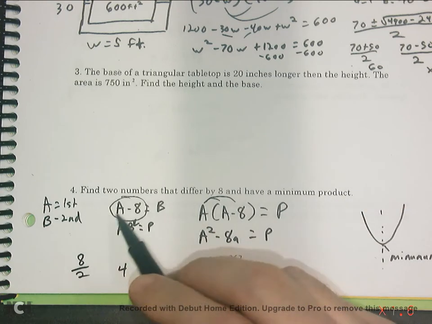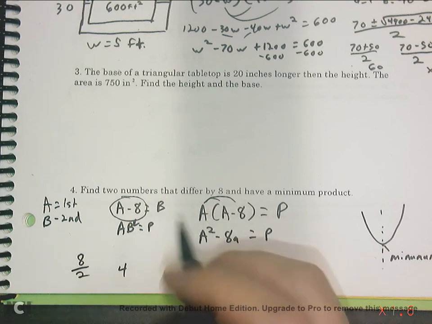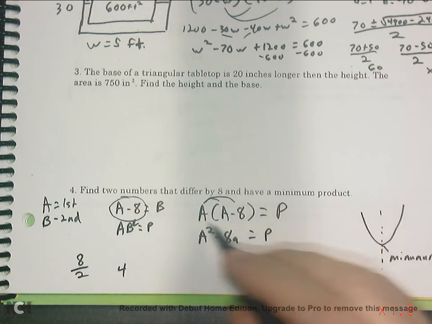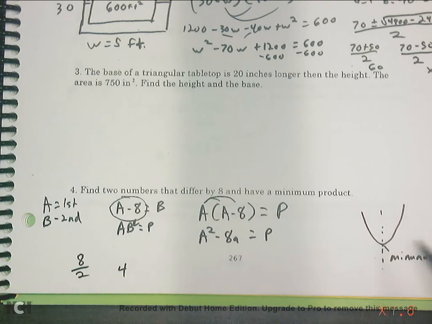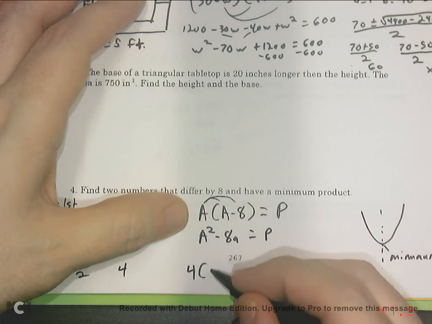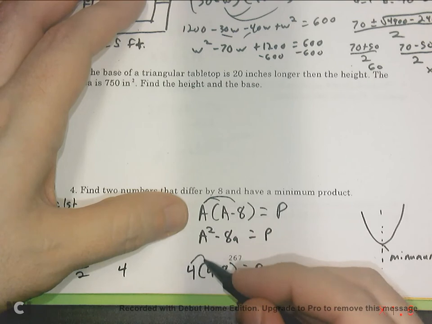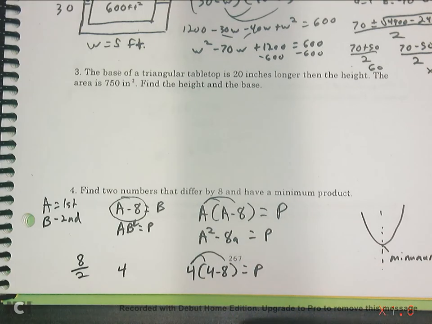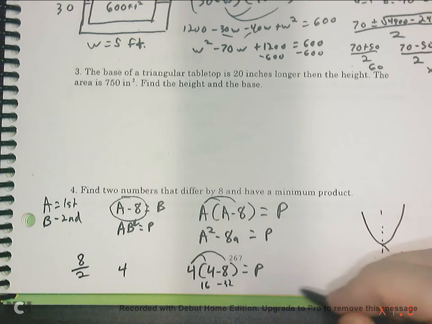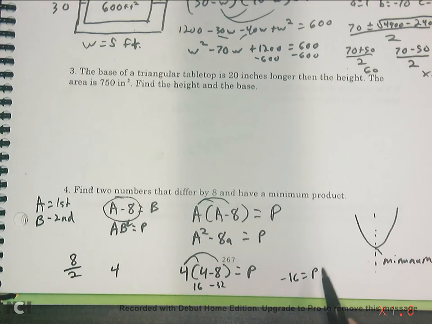Do I have to do that one? Oh, I can plug it back in this original one. Sorry, I'm getting lost where I'm at. I want to use this formula right here. So I'm going to plug in 4 for A. So 4 times 4 minus 8 equals P. So when I distribute that, I would get 4 times 4 is 16 minus 32, which is negative 16 equals P. So that gives me the P.